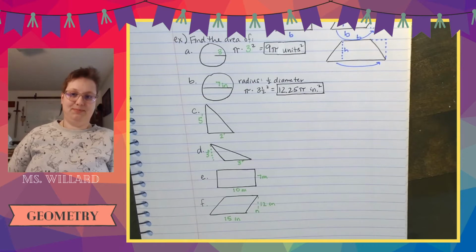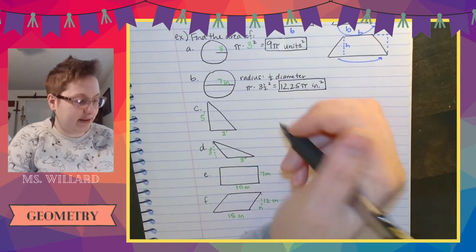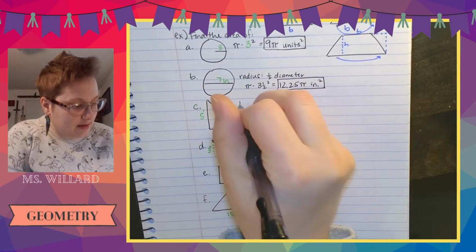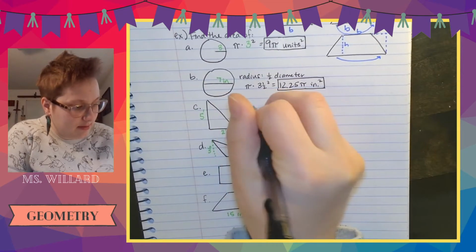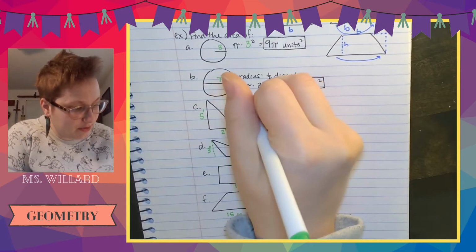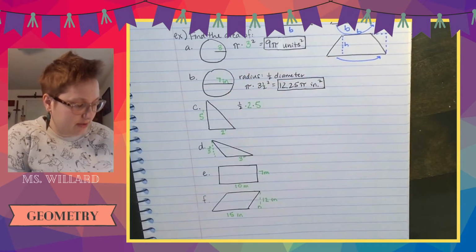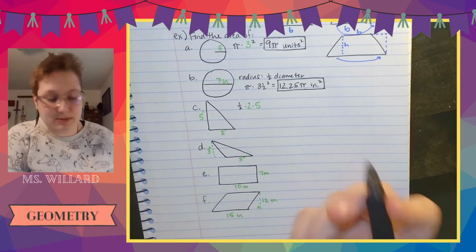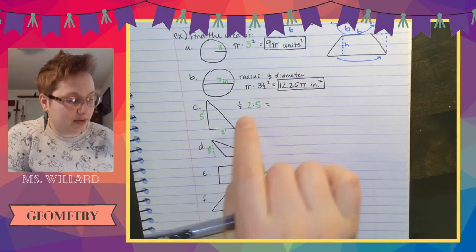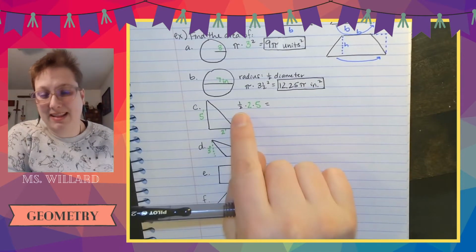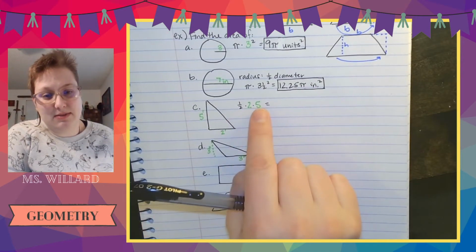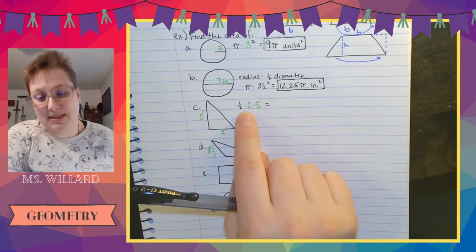All right, let's move on. This is a triangle, so I'm going to do 1/2 base times height. Base is going to be 2. Height is going to be 5. So I can do this a couple different ways. What people normally do is they'll multiply these two numbers together first and then find half of that. So 2 times 5 is 10. Half of 10 is 5.